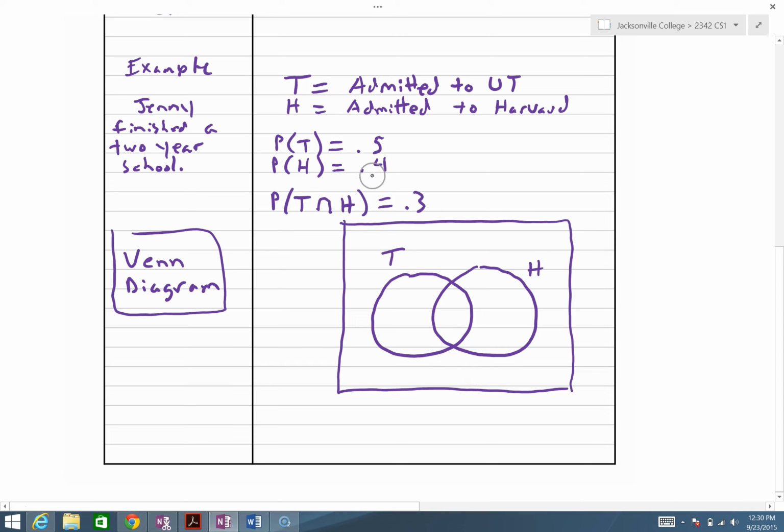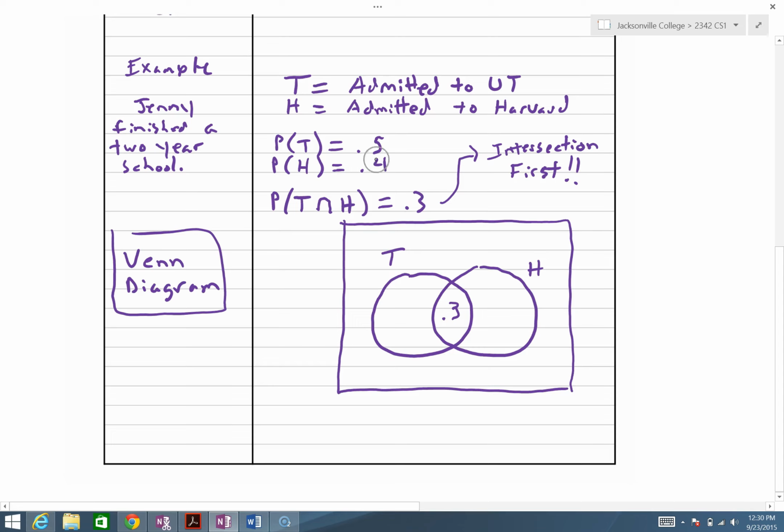I'm going to place these probabilities in, but the key is put the intersection first. This is key. Intersection first. The probability that Jenny gets admitted to Texas and Harvard is 0.3. Well, that's this part in here. This overlap, this intersection, is both Texas and Harvard, so I'm going to place a 0.3 in here. There's the 30% that Jenny is admitted to both.